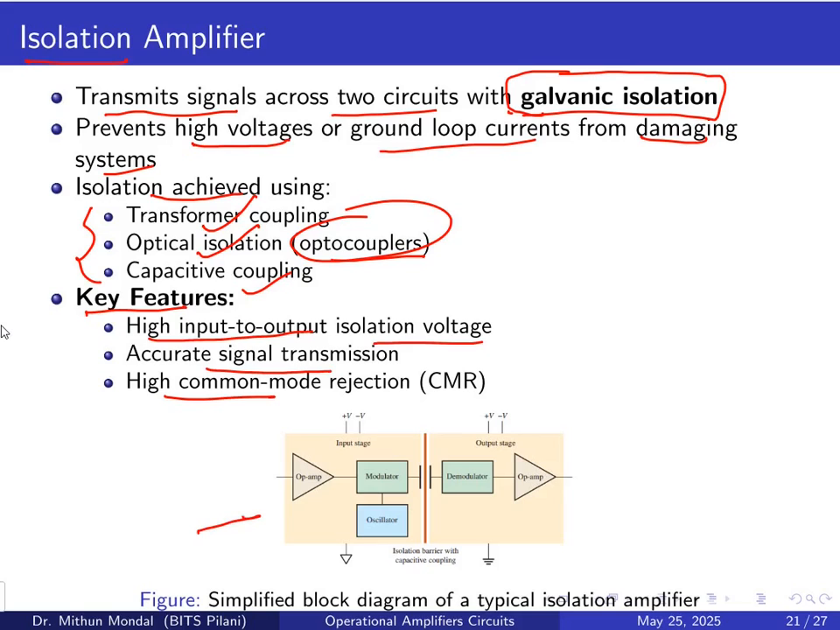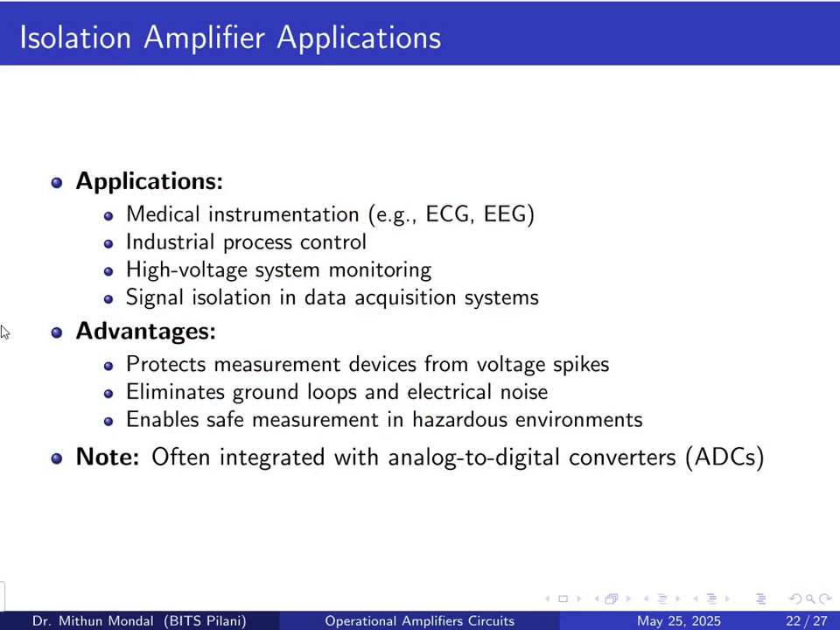So if you see the block diagram of this typical isolation amplifier, you have the op amp, and then it is basically given to a network, which is the input stage, comprising of modulator and oscillator. And there is a capacitor which is basically disconnecting the input and the output coupling. So at the output you have demodulator and again the op amp circuit. So the input and the output stages are having galvanic isolation.